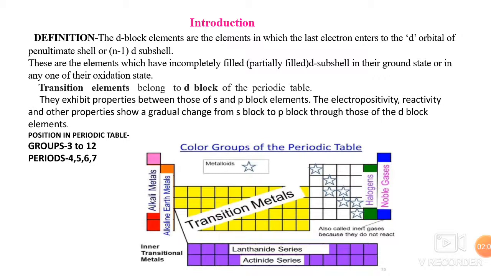So D block elements, these are the elements in which the last electron enters the D orbital of the penultimate shell. Okay, now the position of D block elements in the modern periodic table.